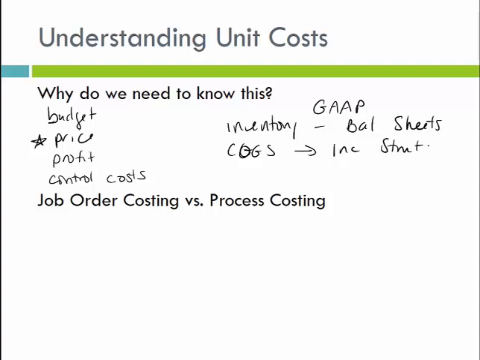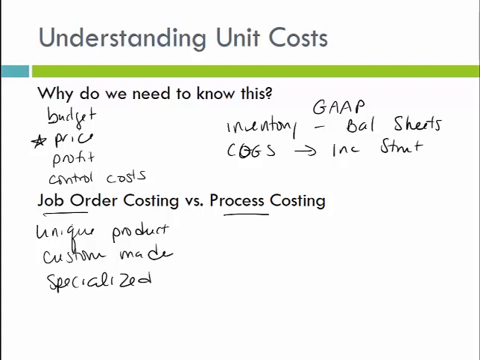So we've got job order costing versus process costing. Here in 19, we're looking at job order costing. This is when you track all the costs for a specific job separately. So you would use this anytime you have some sort of unique product, so anything that's custom made, anything that's specialized.